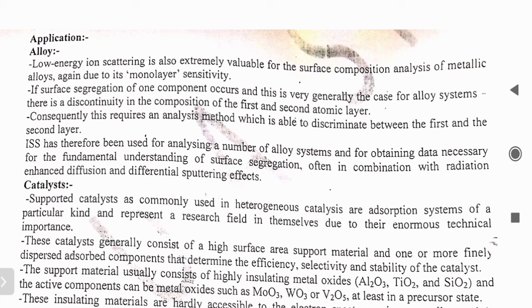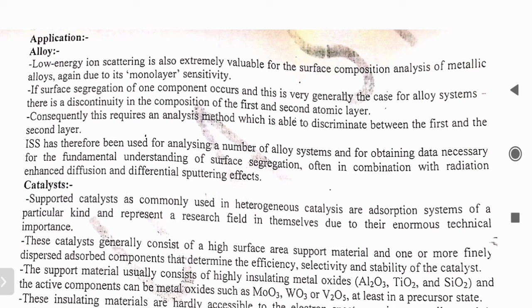This technique will discriminate between the variation in the composition of the first layer and the second layer. So it is useful for the alloy system and for obtaining a fundamental understanding of surface segregation. For alloys, it can also be used for diffusion and differential sputtering effects.